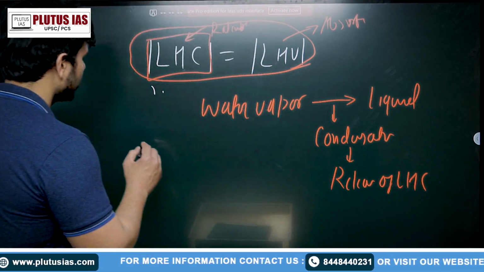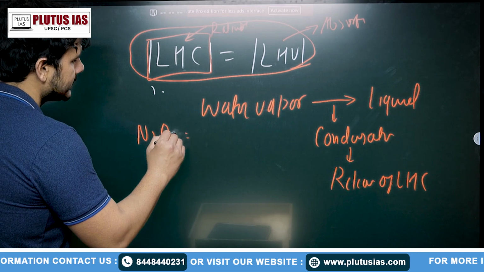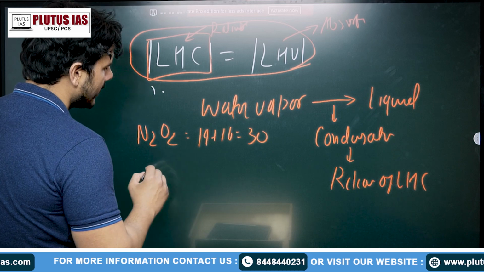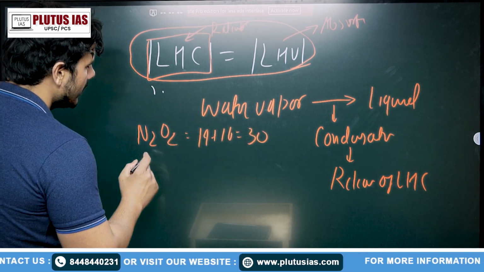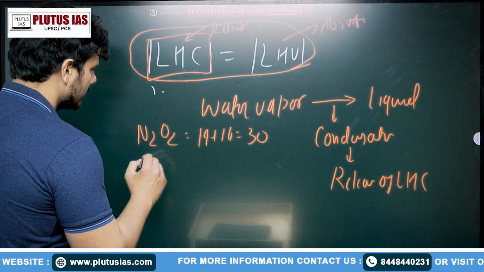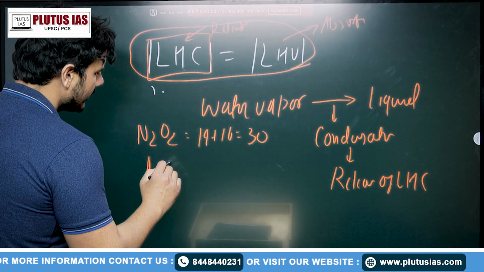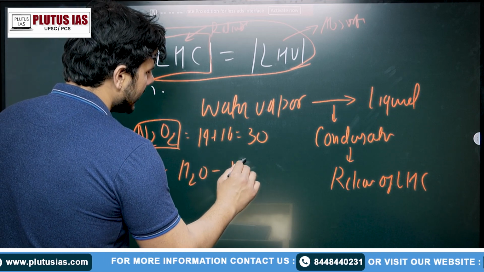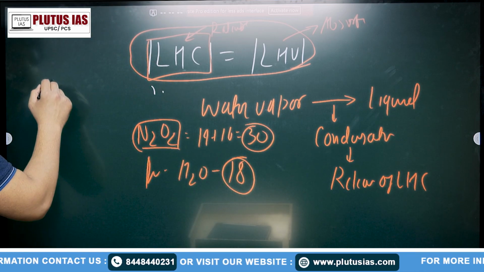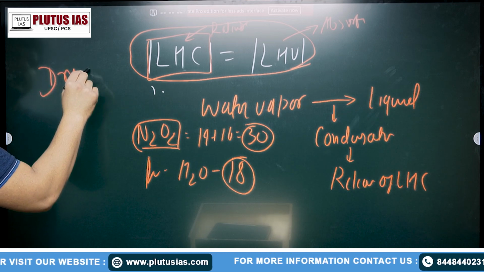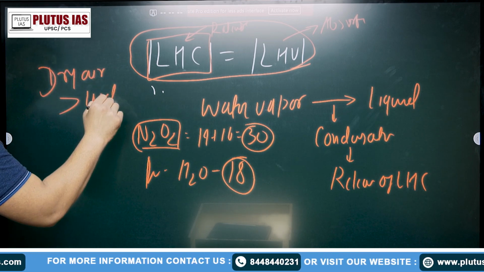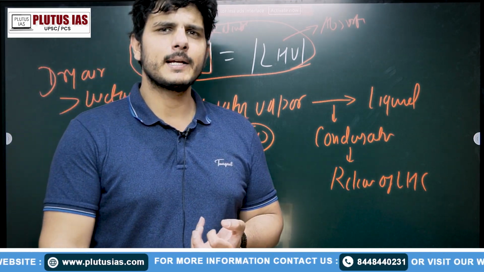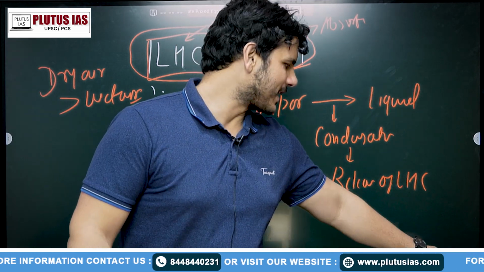For drier air, it is N2 plus O2. अगर इसका total आप देखो तो 14 plus 16, it is nearly 30 of molecular weight. For wet air, we have H2O replacing some of the portion. So in this case, it has only 18 of molecular weight. So that's why from here you can always say that drier air is heavier than wet air. Okay, so these are the things. So when I say the more moisture it gets, the more lighter it will be.